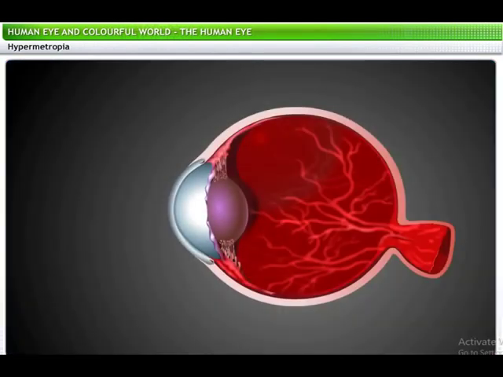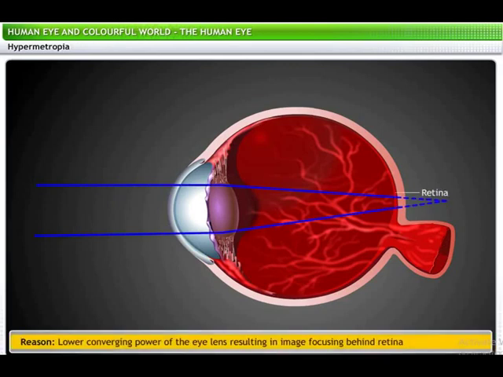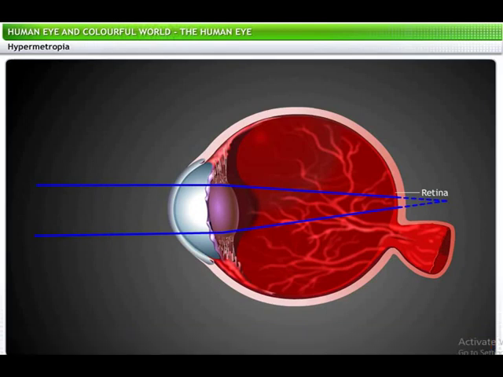Hypermetropia occurs when the converging part of the eye lens is less than normal. This happens because the ciliary muscles become weak and are unable to alter the lens size as required. Due to this, the parallel light rays that are reflected from any objects located nearby are focused at a position behind the retina instead of on the retina. So what's the solution for this condition?